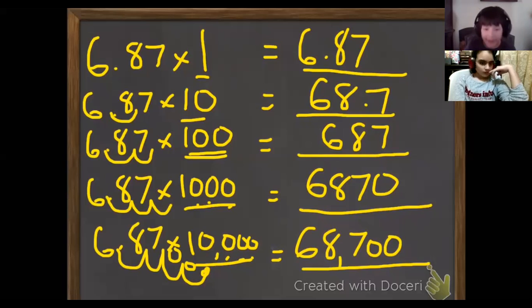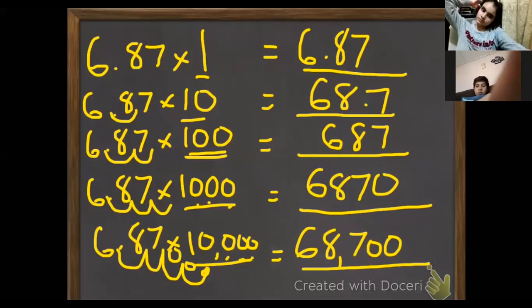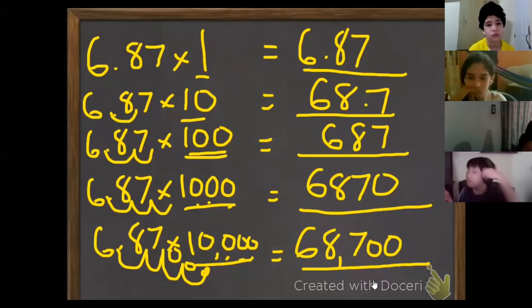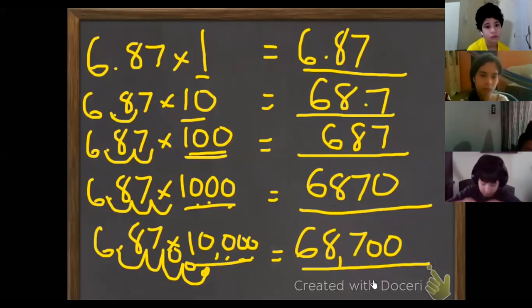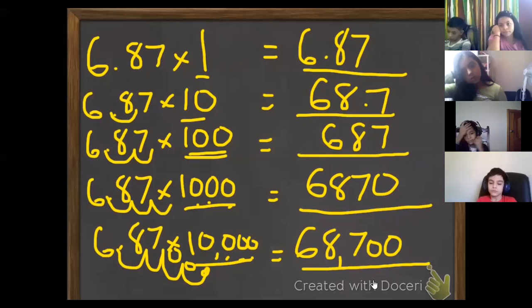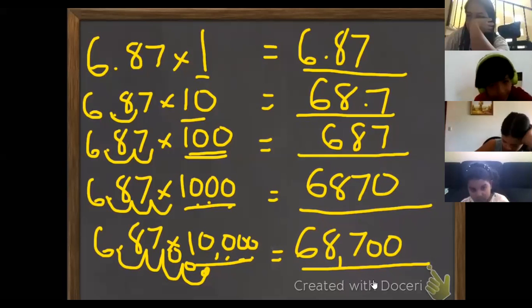So looking at our grand total now, we can see that every time the power of 10 increased by 1, it was 1 more shift to the right from our original number. Our original number was 6 and 87 hundredths. Every time the power of 10 increased, it was 1 more shift to the right. Each time we increase the powers of 10, we shift to the right 1 more time.